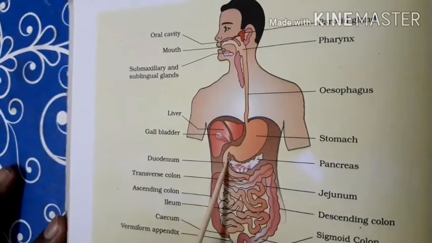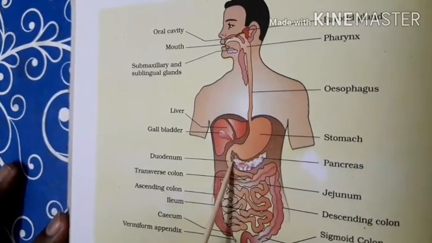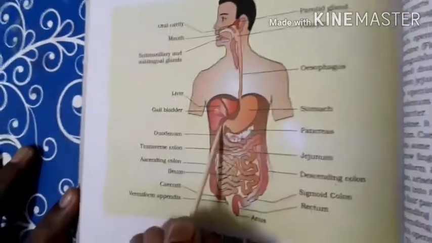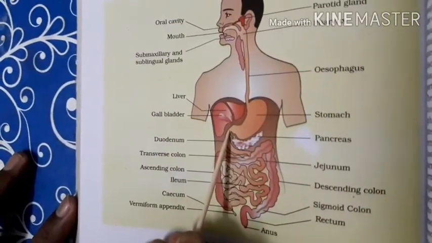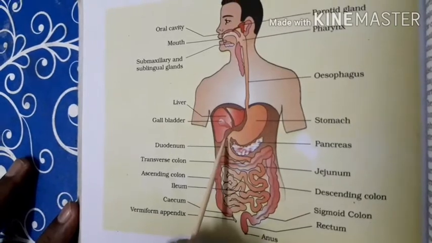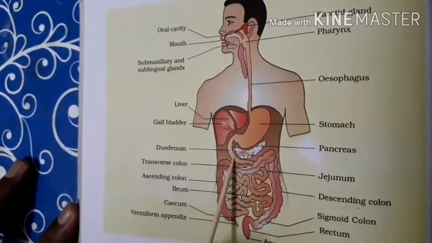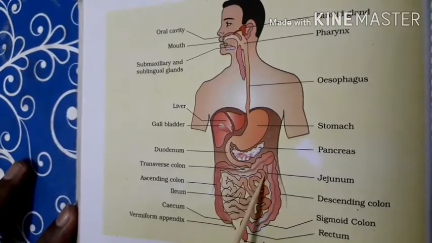So here the digestion occurs, right? The process of digestion occurs in this duodenum. Now the food that has come from the stomach is called chyme, C-H-Y-M-E. That is the thing that has come over here. Now from this the food enters and passes into the small intestine.